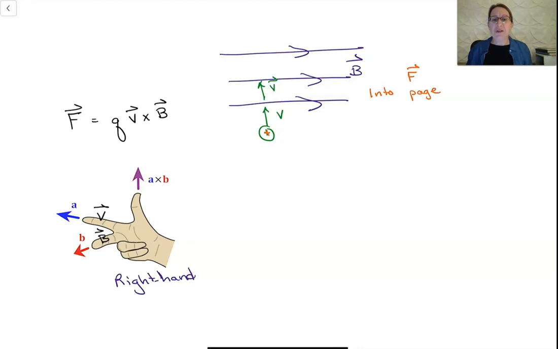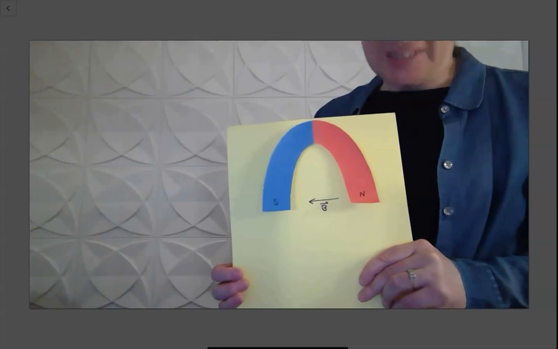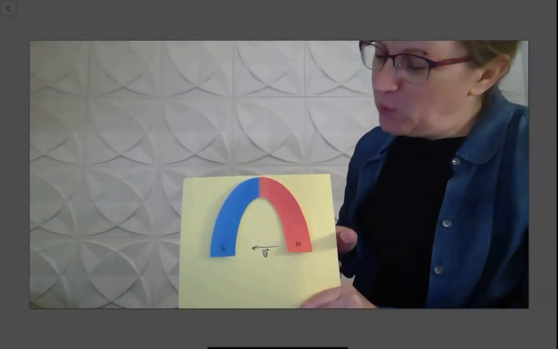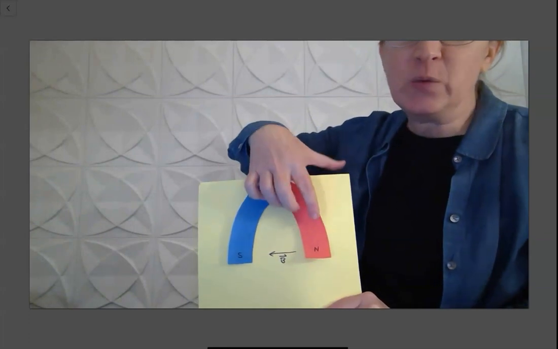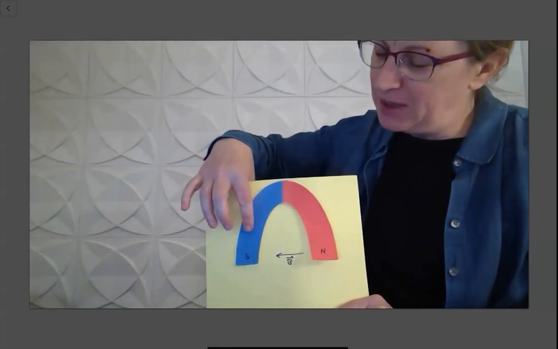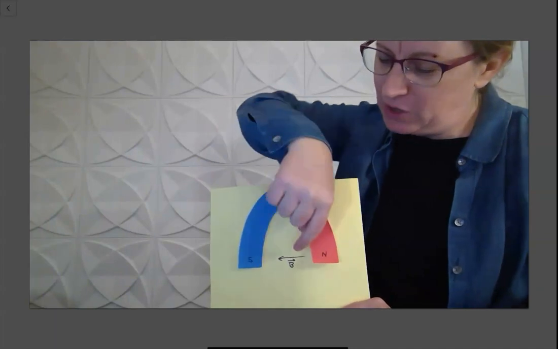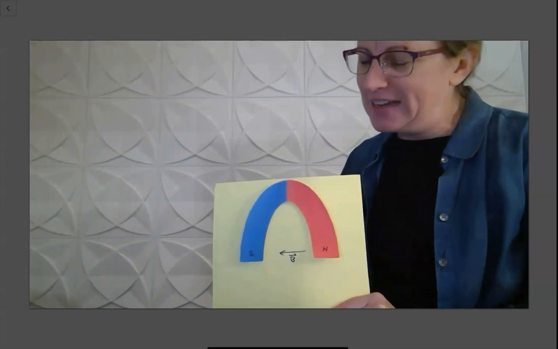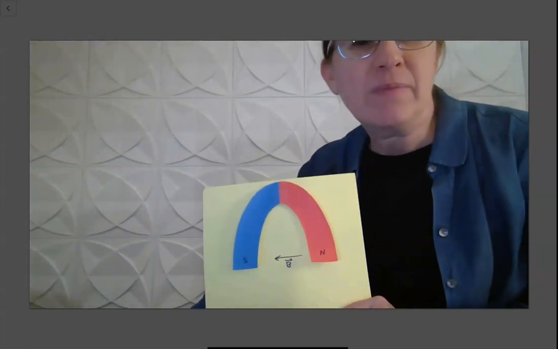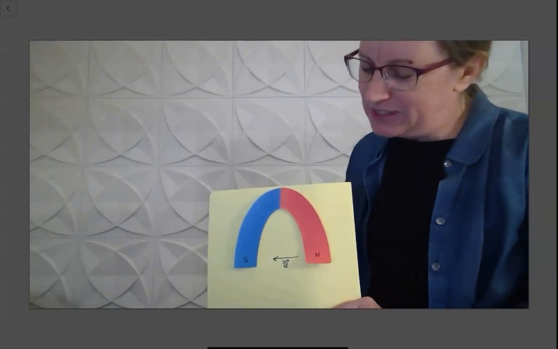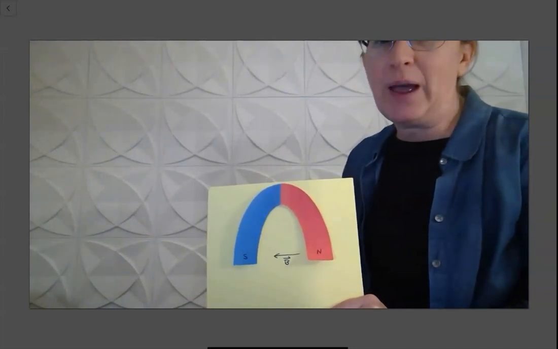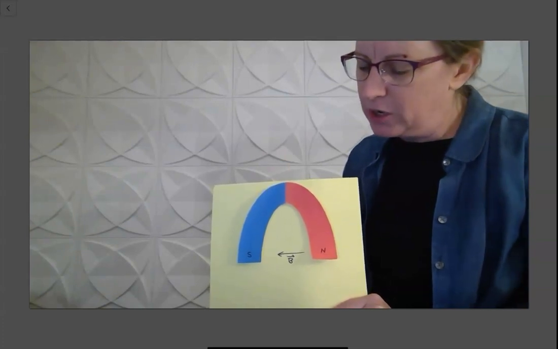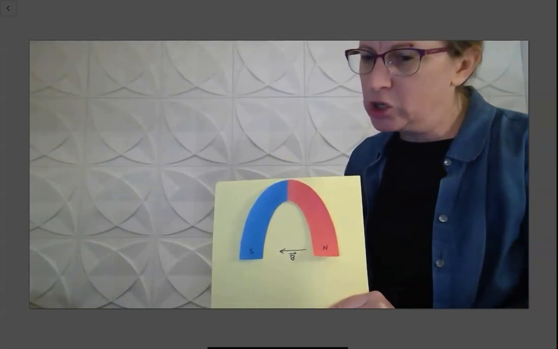This gets three-dimensional very, very quickly. Okay, so we're going to use a little toy model here where we've got a north pole, which is the red side, and the blue side is the south. So my magnetic field points from north to south, so you can see the arrow there for that. And so what I'm going to do is say, let's imagine we have a charge moving in some direction.